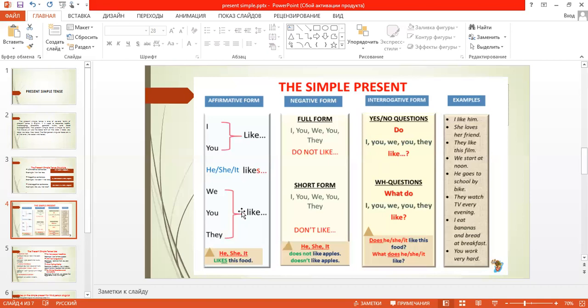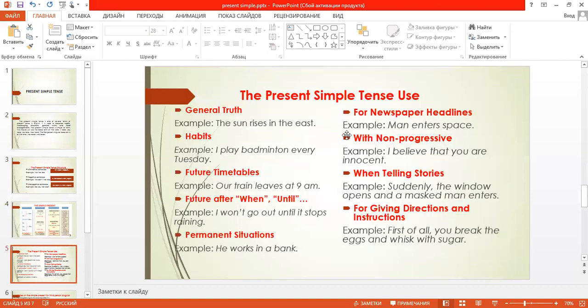Now, let's consider the use of present simple tense. The present simple tense generally is used in 9 cases. Firstly, we use present simple tense to speak about general truths. For example, the sun rises in the east.